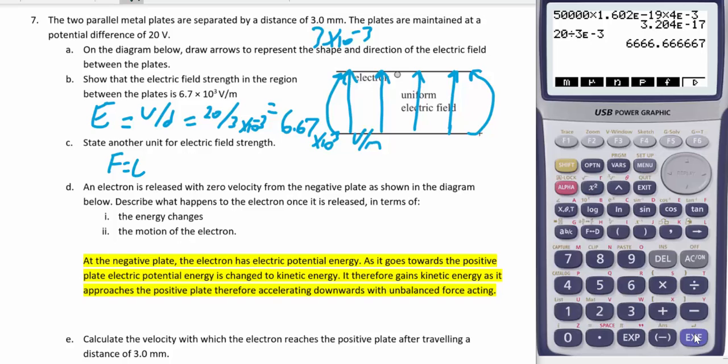We've got F equals EQ is our other equation. If we rearrange that, we get E equals F over Q, and so the other unit is going to be newtons per coulomb is the other way of working that out.